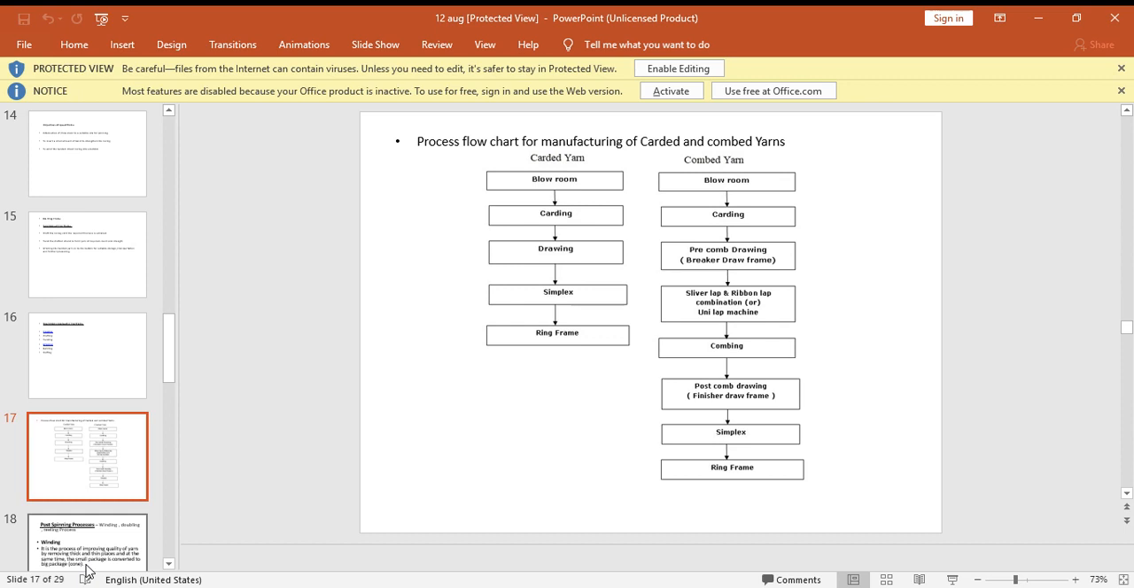Coming to combed yarn: first blowroom, then carding, then pre-comb drawing, that is the breaker drawing frame, then to sliver lap or ribbon lap combination or unilap machine. From that it goes to combing, then post-comb drawing, that is the finisher draw frame, then roving, and finally ring frame.